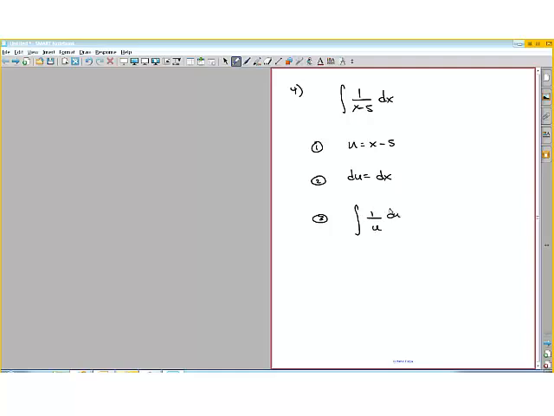So now we have it in a form that we know the integral. And the integral of that is just the natural log of the absolute value of u plus c. And then step 5 is to substitute back in. Well, u is x minus 5. So we just end up with the natural log of the absolute value of x minus 5 plus c.